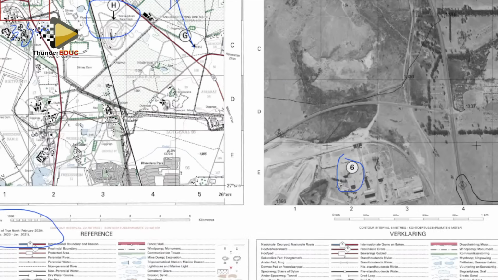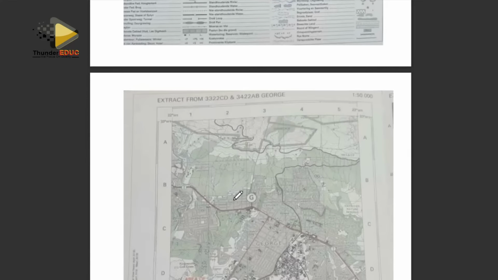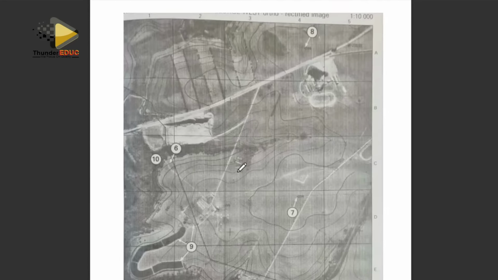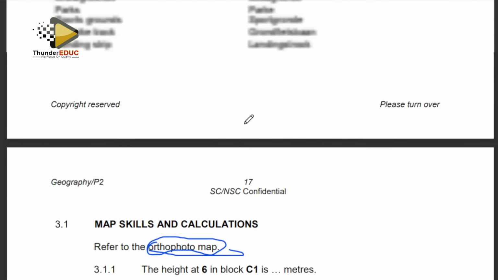We go to this and we look at George. George is here. Okay, I have this map here and I have this map here. This time around, the question wants us to focus on the orthophoto. Look at the question, the orthophoto map. All right, and since they want us to look at the orthophoto map, we shall look at it.